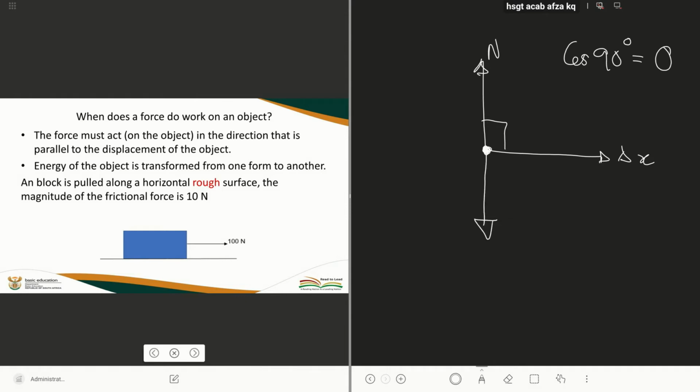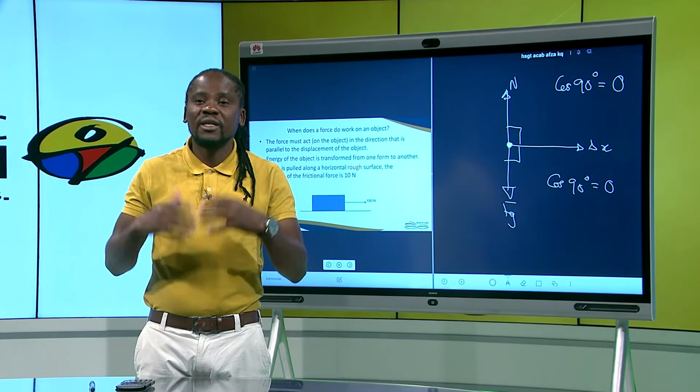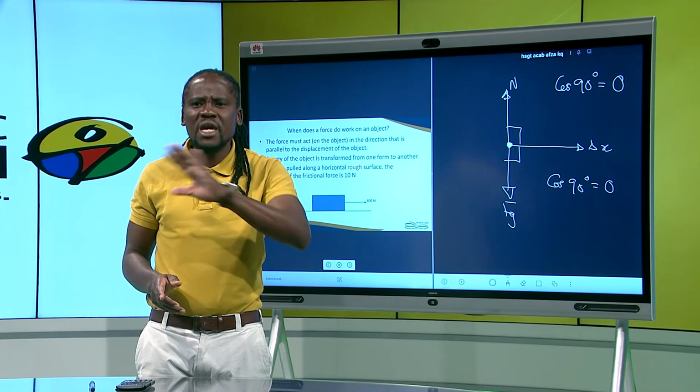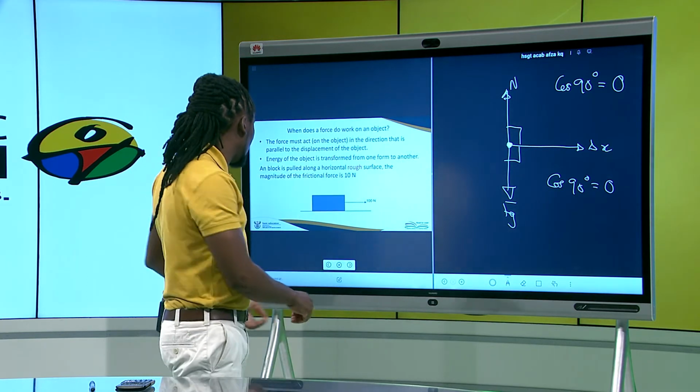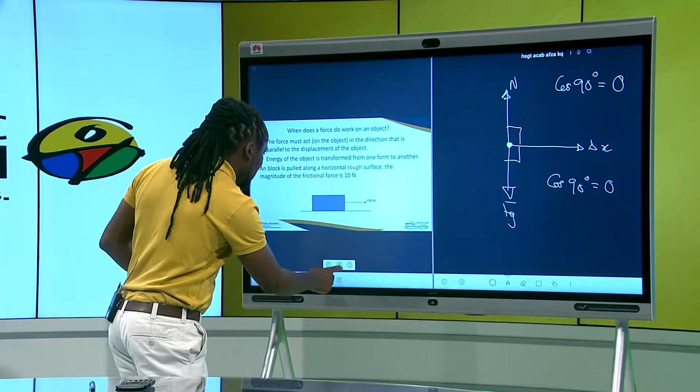Similarly, if we've got the force of gravity, the angle between it and the displacement is also 90 degrees. Cosine of 90 degrees is equal to 0. Now, do these two forces actually do work on the object? Then we go back to our big idea, which says, when does a force do work on the object? As long as the force acts perpendicular to the displacement of the object, that particular force does no work on the object. That's the main idea as far as when is work done on an object. Right. Okay, let's move to the next slide.